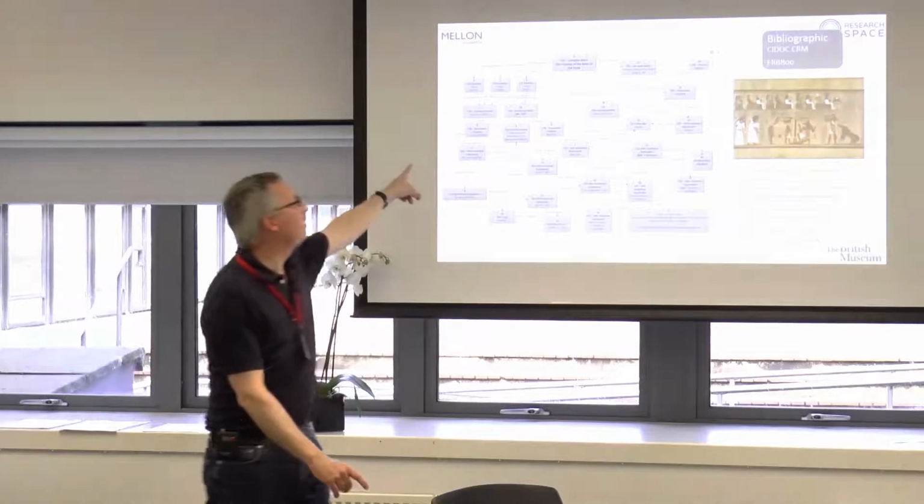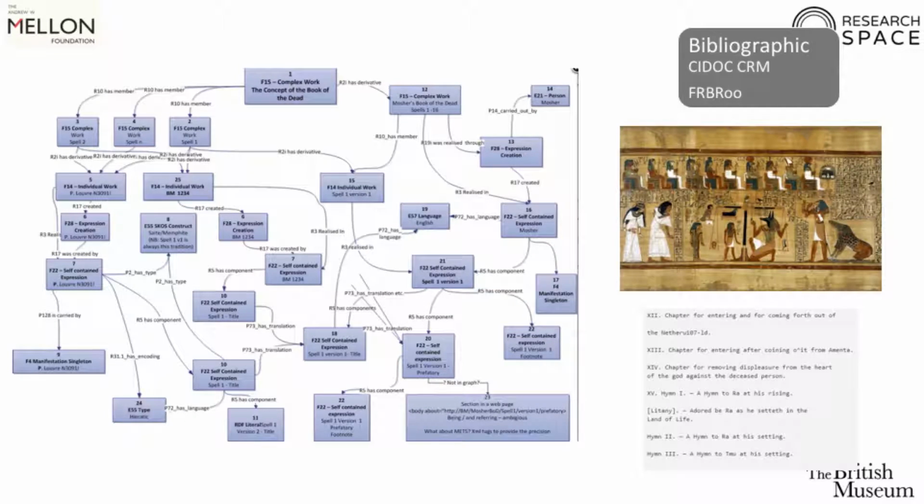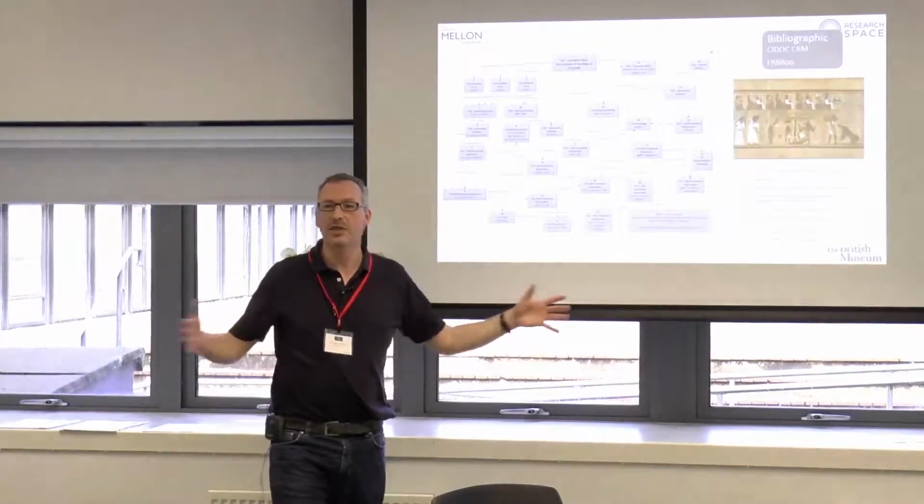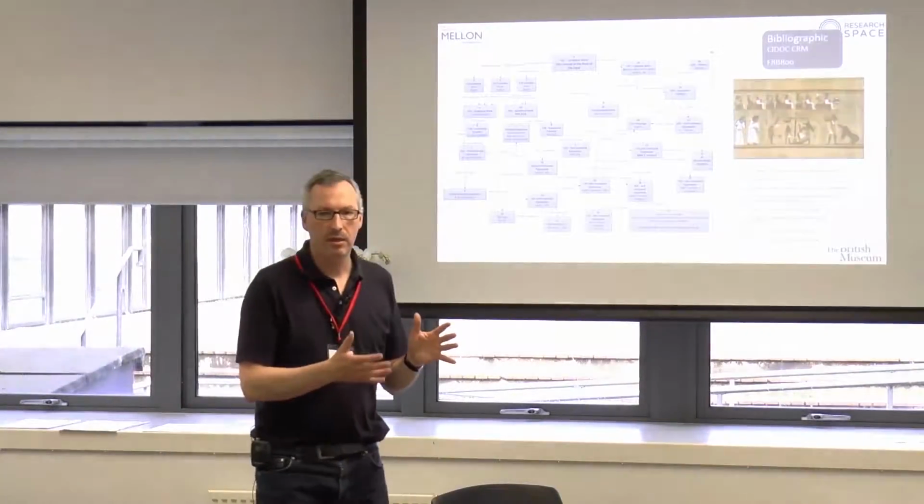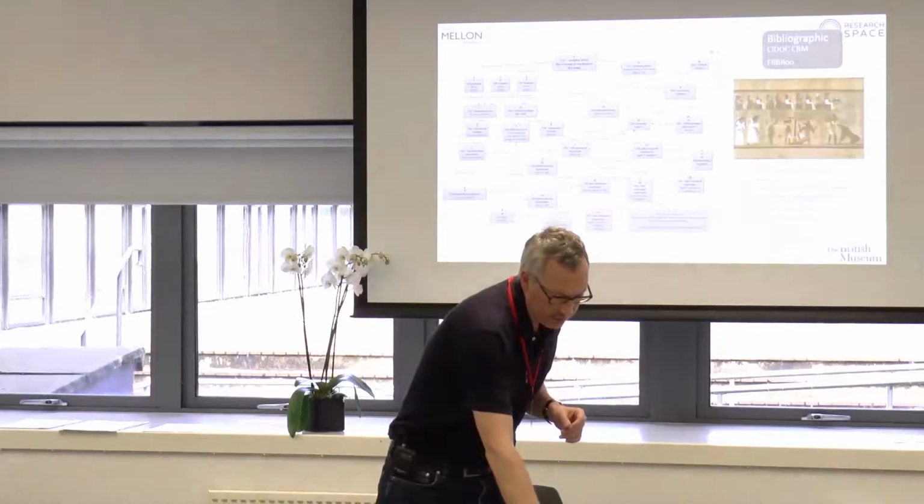This is one we did for manuscripts, Book of the Dead. This is using a specialization of CRM called Ferberu, so it's based on Ferber, but nevertheless, all of the classes are still based and are subclasses of CRM, so they integrate. So you can integrate manuscripts and bibliographic resources with collection objects and immovable objects. It doesn't matter. They're just specializations of the same thing.